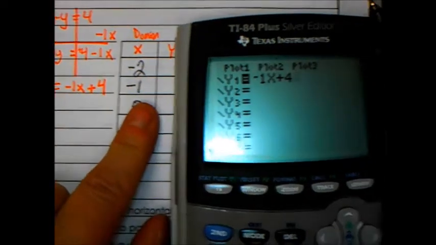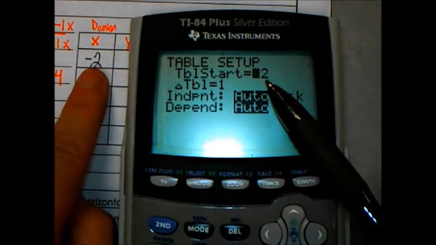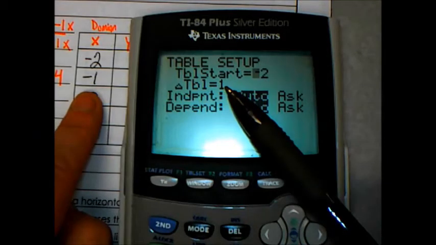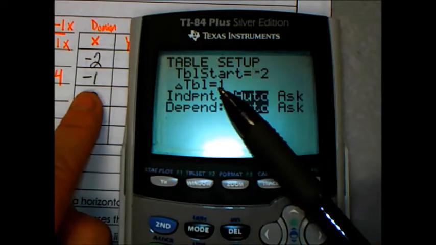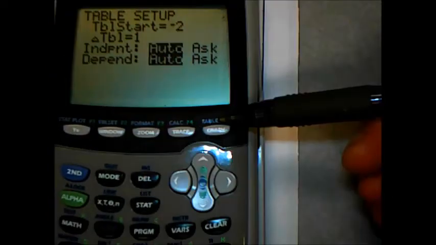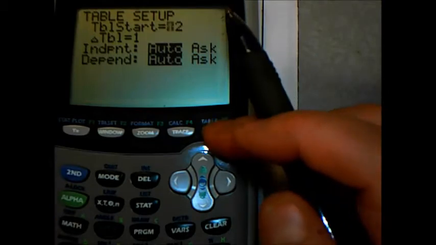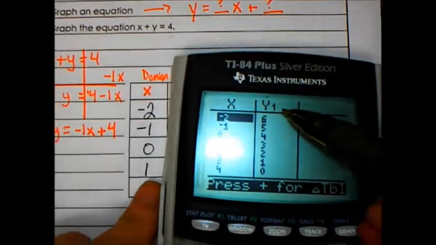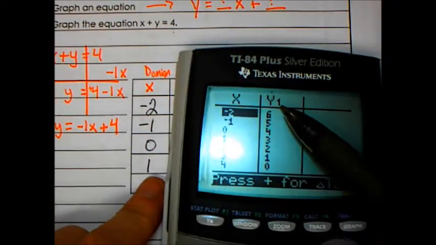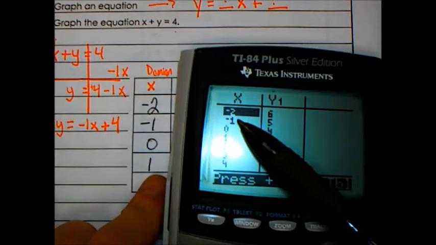And then I've got to get to the table. I'm going to do a table set to make sure it starts at -2 and it's counting by 1. -2 and counting by 1. And then to get the table, remember, it's with your graph button and it's labeled blue, so hit second and graph so that I can see my table. And realize I have an x and a y, actually x and y1, which is where I put my equation.